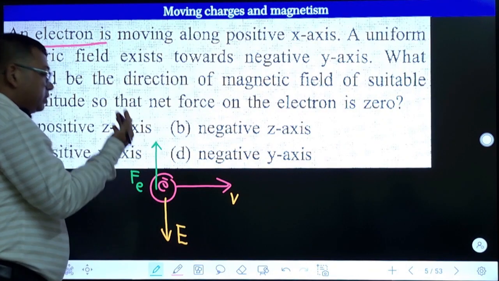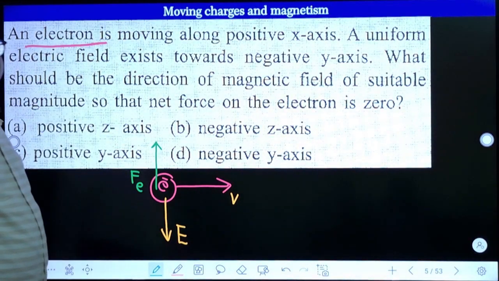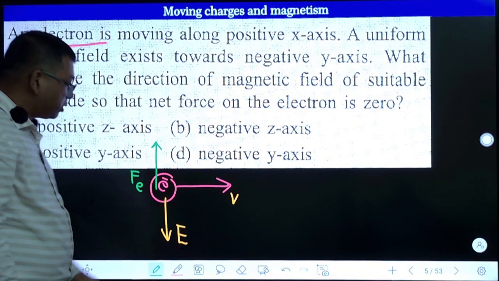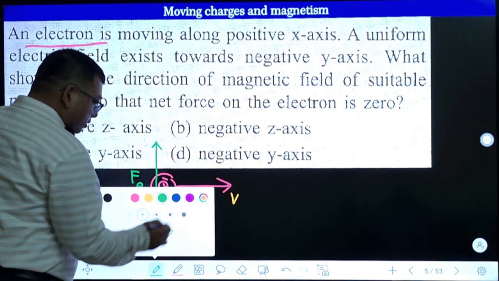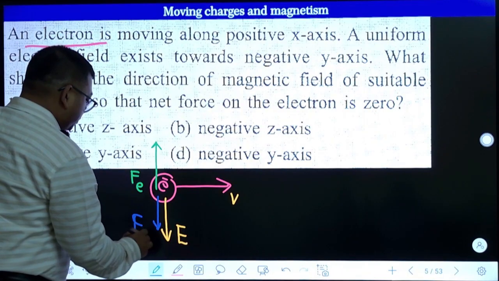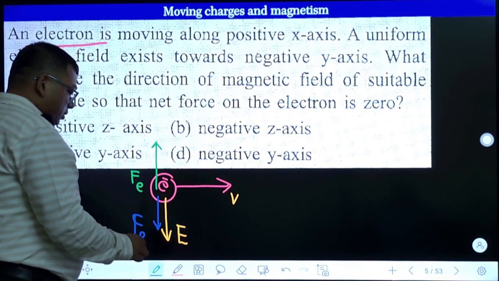The electric force direction is upward, that means in the positive y-axis. Definitely, the magnetic field must produce a force in the downward direction. So the magnetic force must be in this direction. Now, if this is the velocity, this is the magnetic force.